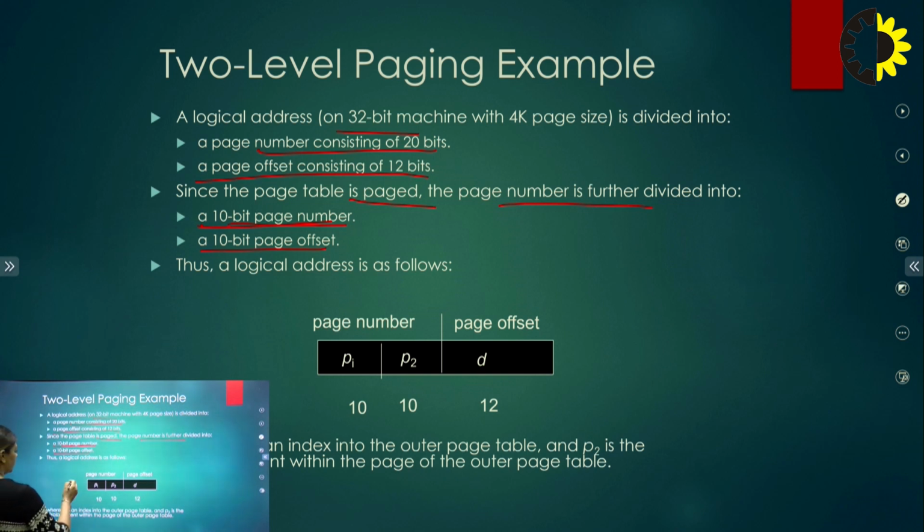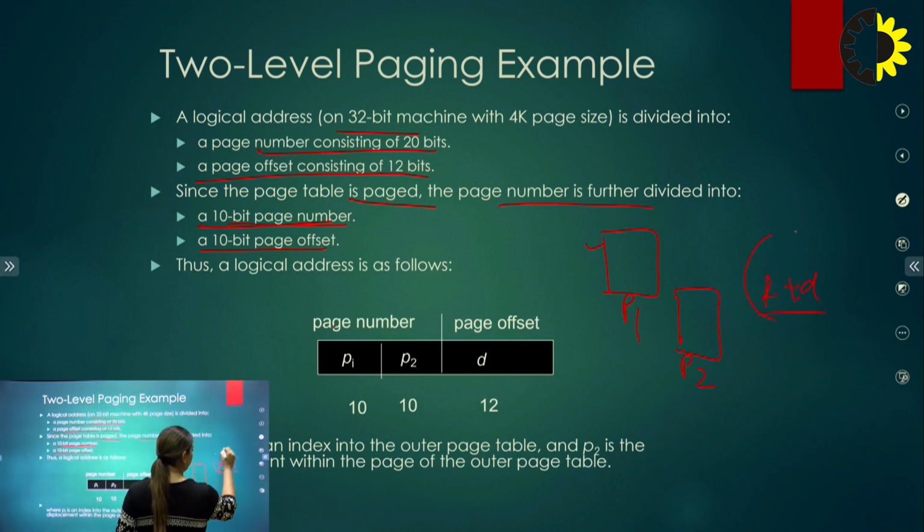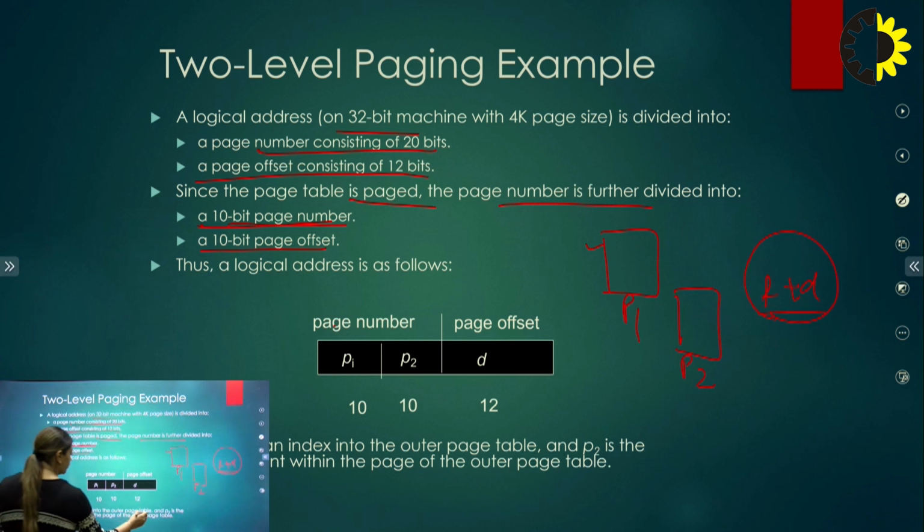Now the page number will give two things. First, the page number in the first page table. This will give the page number in the second page table. This is P2, this is P1. And finally, we will get a frame number which is added with the offset and we will get the physical address. Right? Where P1 is an index into the outer page table and P2 is the displacement or offset within the page of the outer page table.